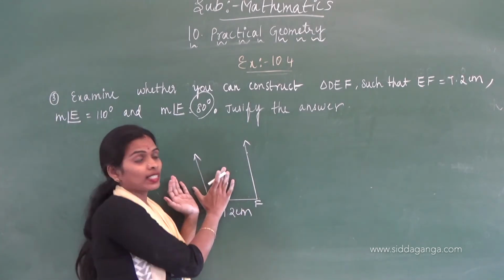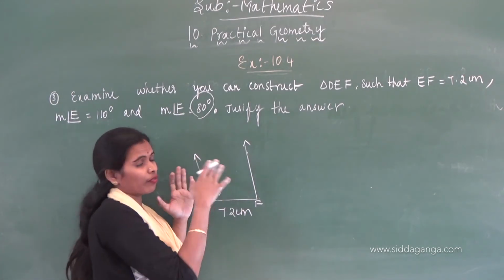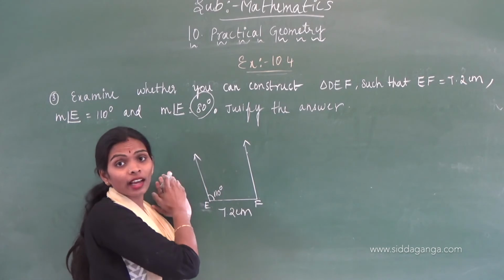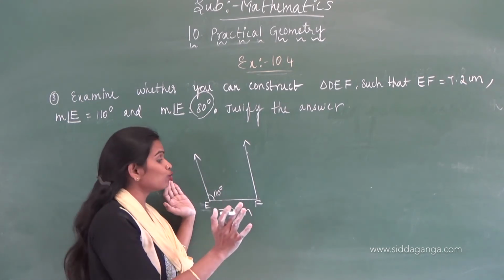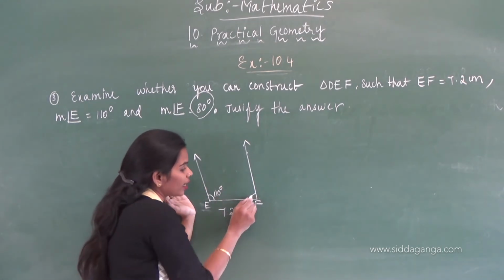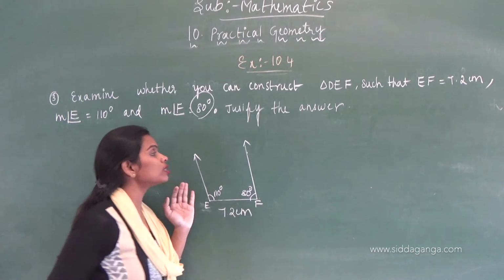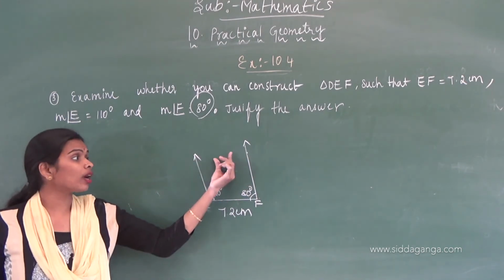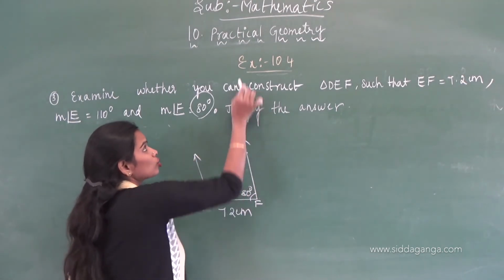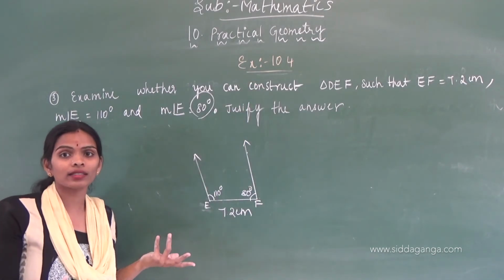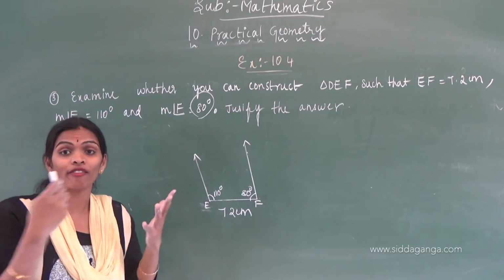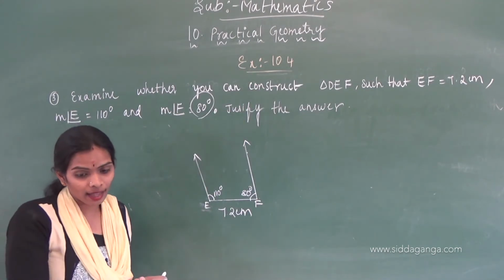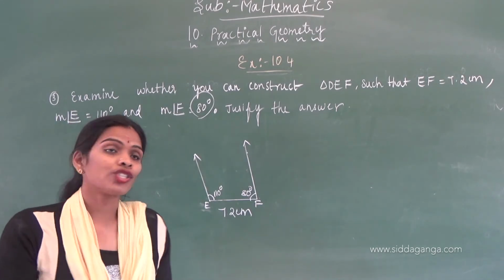If you prolong this one, we can't coincide these two rays, correct? We can't coincide these two rays because they are in opposite directions. This is going like this and this is going like this. That's why they can't intersect. Why the intersection point is not coming, now we have to check.